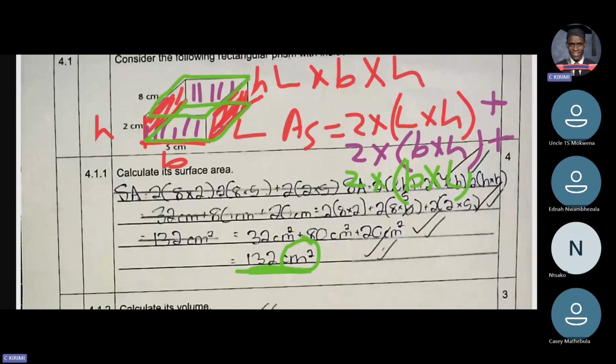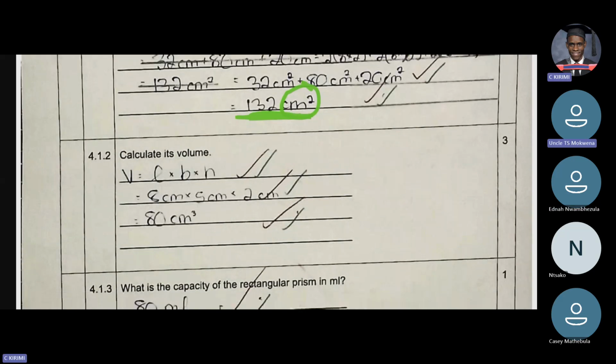So go and revise. I have sent this PDF, this document is already on the WhatsApp group. After we finish this online class, I will share the recording. Where you don't understand the working, refer to the recording and then you master it. Then let's go to the volume.